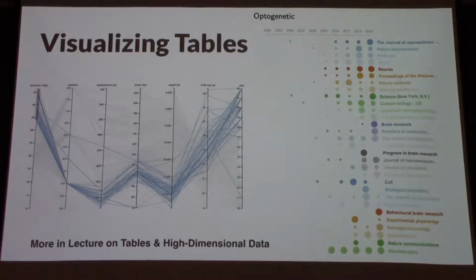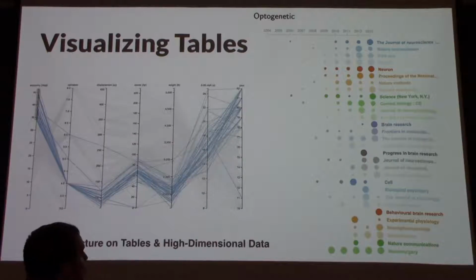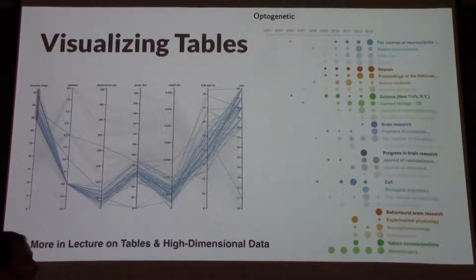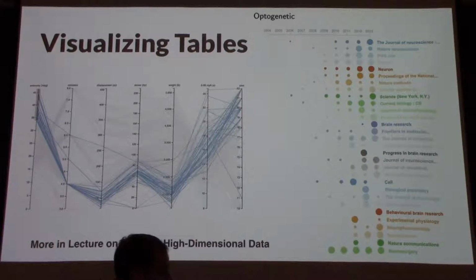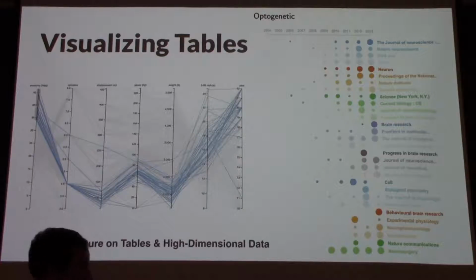How can we visualize tables? Of course, we can visualize tables in Excel sheets. We can visualize them using bar charts. But we can do parallel coordinates, as we saw last time. Or we could do things like these matrices, where we simply color code these categories and encode numerical values by size.